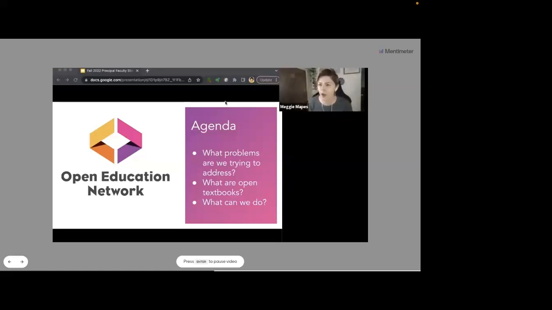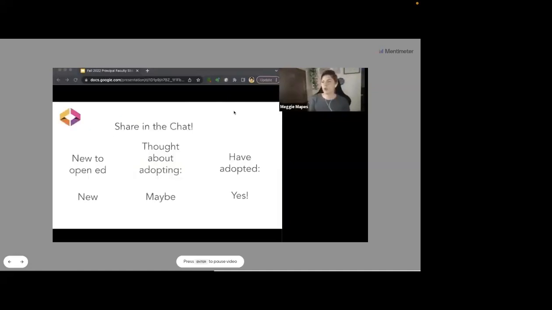And it would actually really help me here in the chat if you could just type and let me know what is your background or experience with open textbooks or open education. So just write new. If you're brand new, maybe you're interested, you've got the grant, but you haven't really done anything with open textbooks or open educational resources, just write new in the chat there. If you've thought about adopting an open textbook, maybe you've already started to write, and if you have already adopted, then you can write yes.